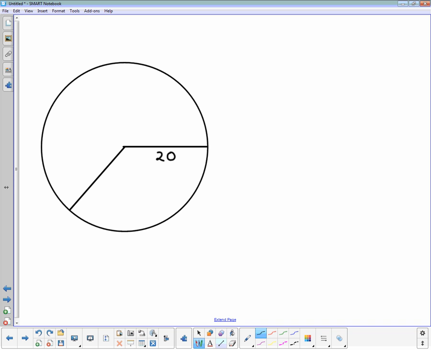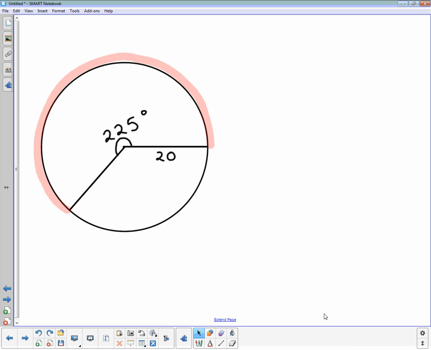I'm going to say 225 degrees. Pay attention. Try this one on your own. Leave your answer in terms of pi, just like before. A lot of times it depends upon the problem. No, the radius of it is 20.